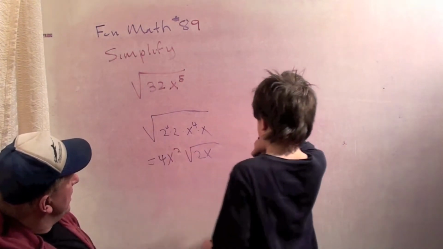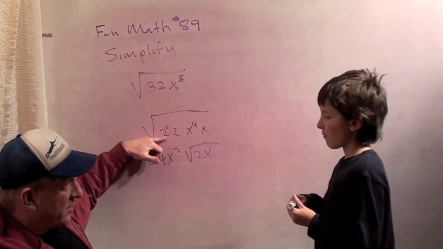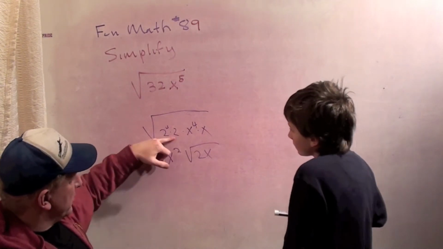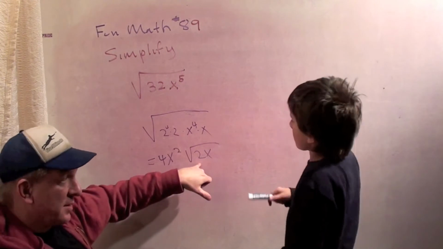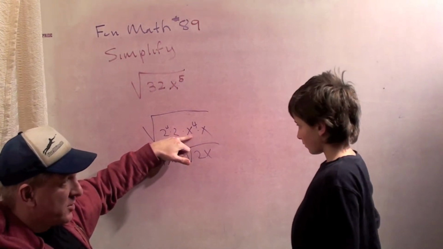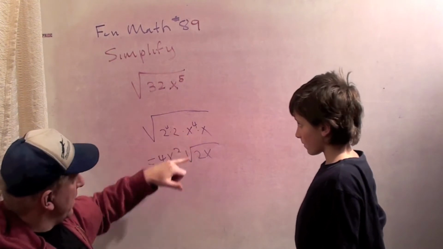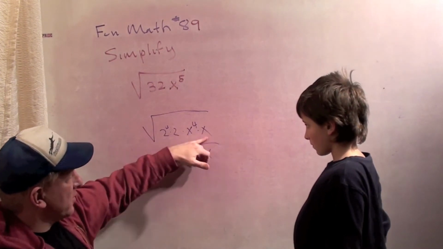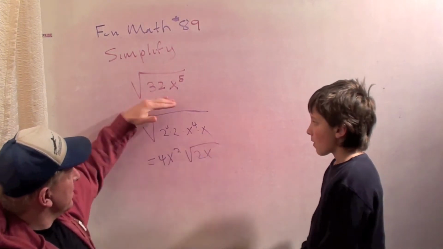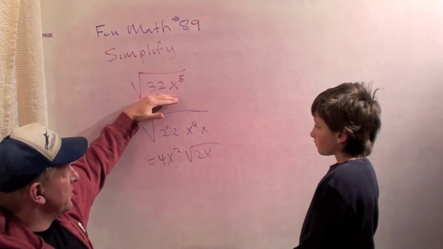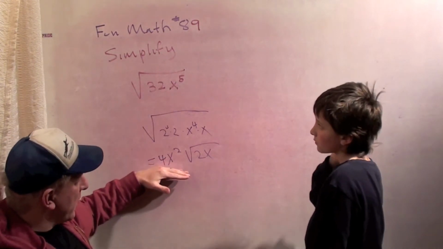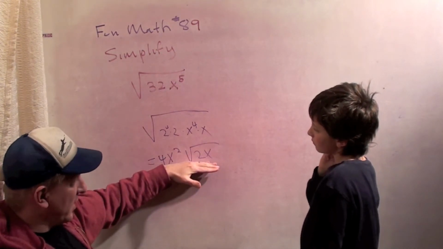We have the square root of 2 to the 4th, which is 2 squared, which is 4. We have the square root of 2 that we can't simplify, so that has to stay inside the square root. We have the square root of x to the 4th, which is x squared, so that comes out. And then we have the square root of x, which can't be simplified. So this complicated expression, the square root of 32x to the 5th, simplifies to be 4x squared times the square root of 2x.